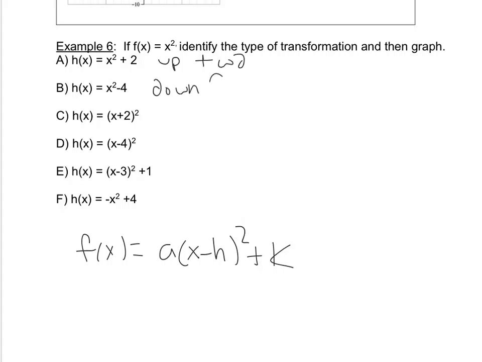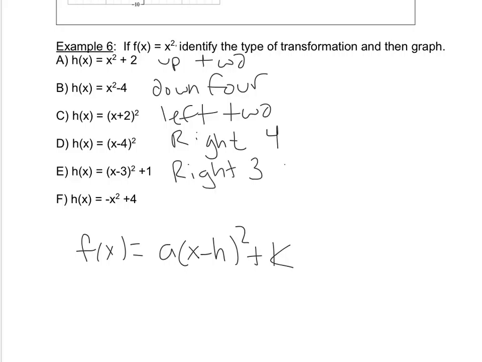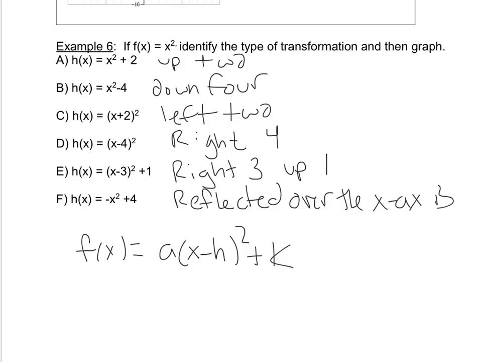Down 4. This one means left 2. Because see how this says minus? That means you had to plug a negative in to get it. Right 4. This means right 3, up 1. This is reflected over the x-axis, and that's because of the negative, and up 4. Okay? Hopefully you remember these things.